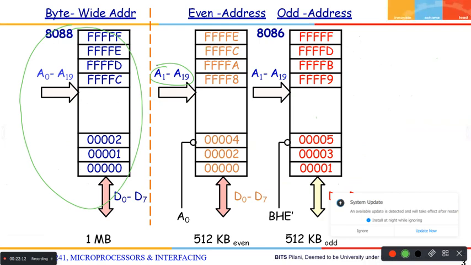In 8088, while dividing the entire memory map, you do not divide into even and odd memory, right? But here you have to. So listen carefully about the design. Have you understood this concept? This is very important. Now let us go to an example.